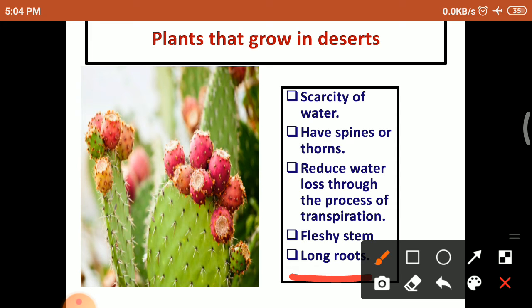So these are the special features of plants that are grown in a desert. One is it has a spine or thorn. Here the cactus consists of thorns. Why does it have a spine and a thorn? Because it reduces water loss through the process of transpiration, and this plant has a fleshy stem and it also has long roots.